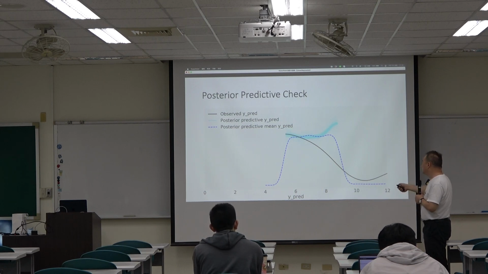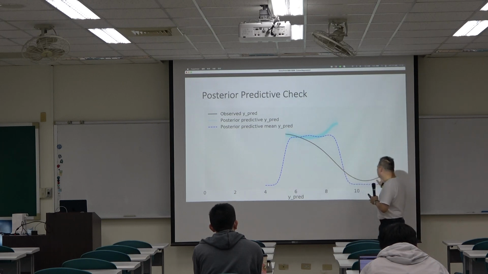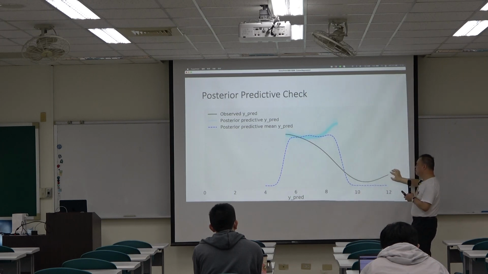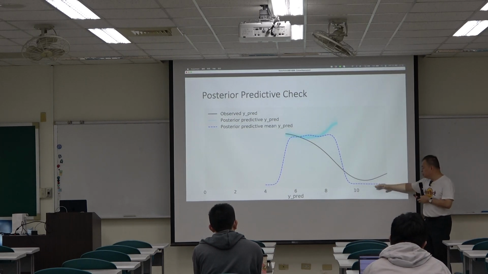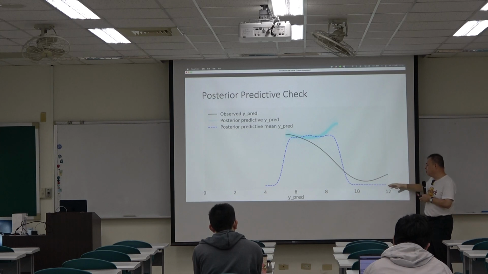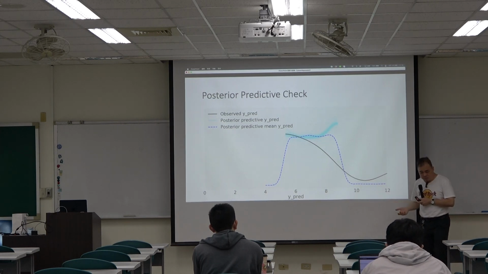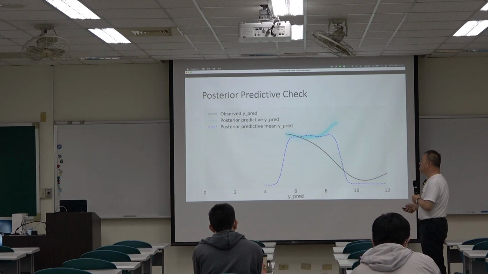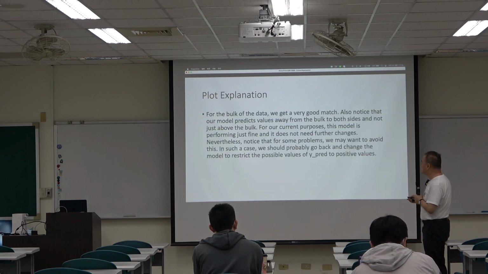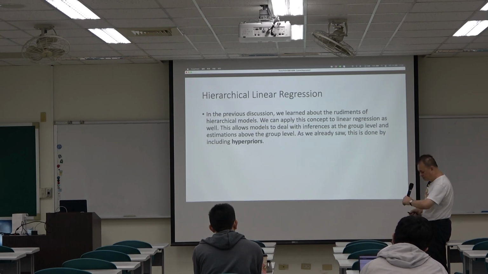So it's a reasonable representation of the data, except this one, of course. But this one is because of the outlier. So it tells you this model actually ignored the outlier, which is reasonable for this particular example. So yeah, I guess that's about it.